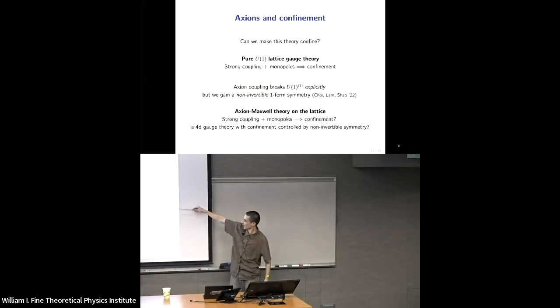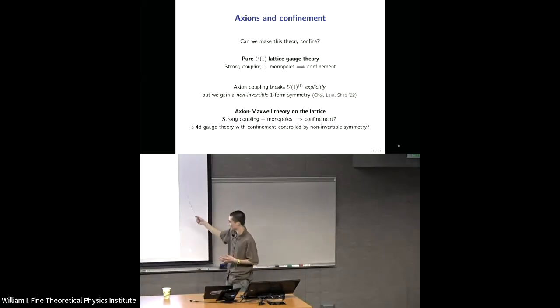Okay, now we couple to this axion. This axion coupling breaks the electric one-form symmetry completely. But these authors showed that actually there's some non-invertible one-form symmetry. So the group-like one-form symmetry is completely gone, but we have this non-invertible one-form symmetry. And in the continuum, this non-invertible one-form symmetry is spontaneously broken. We're just in a Coulomb phase.